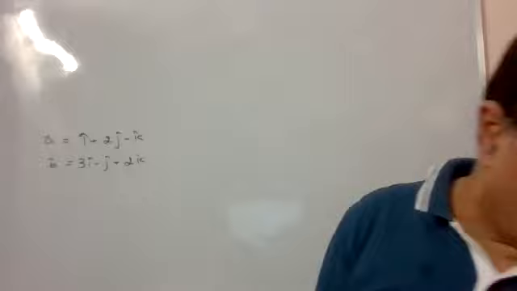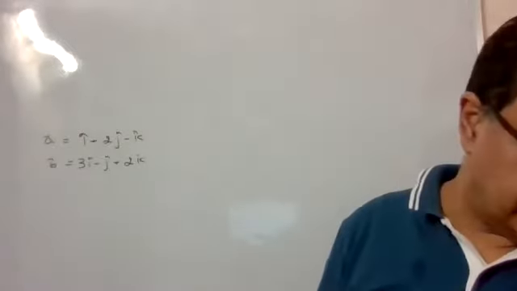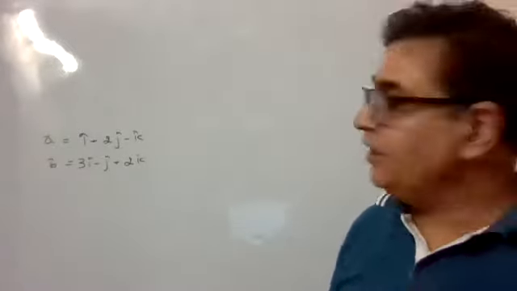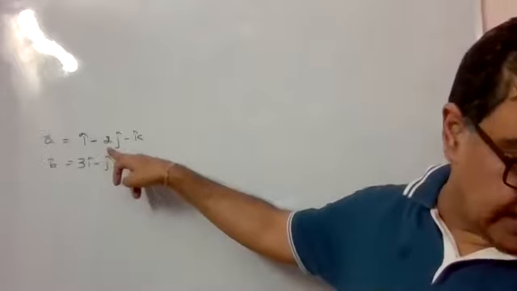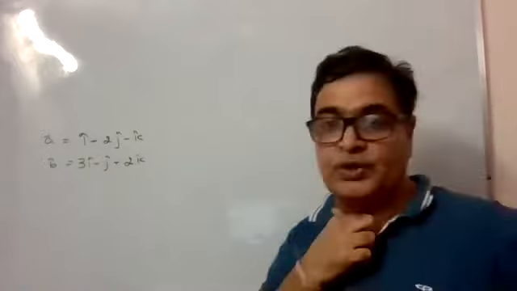Yes, this was the last question we were doing. Find the component of a unit vector perpendicular to vector A, that is i plus 2j minus k, and 3i minus j plus 2k. I want a component of a unit vector which is perpendicular to this also, perpendicular to this also.